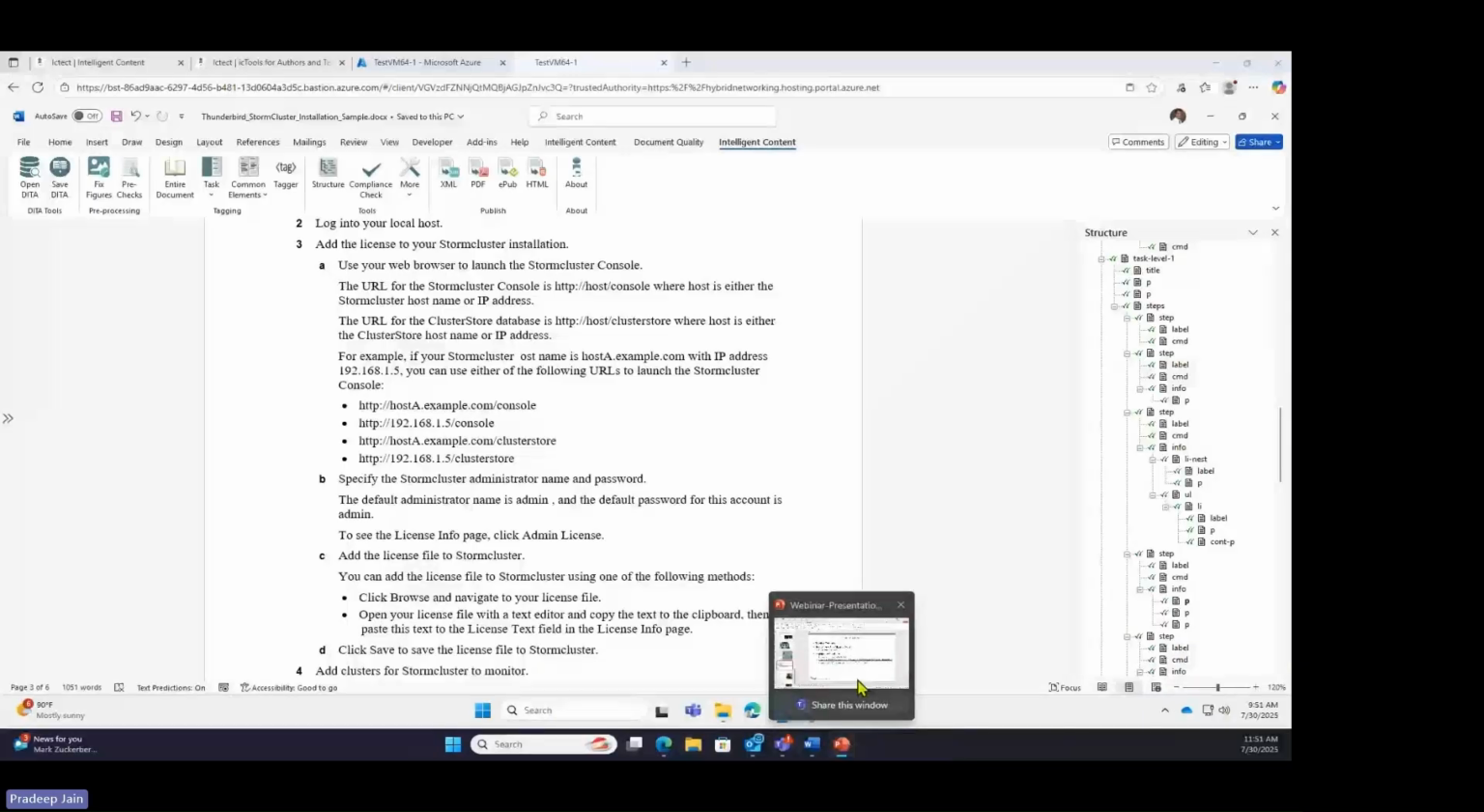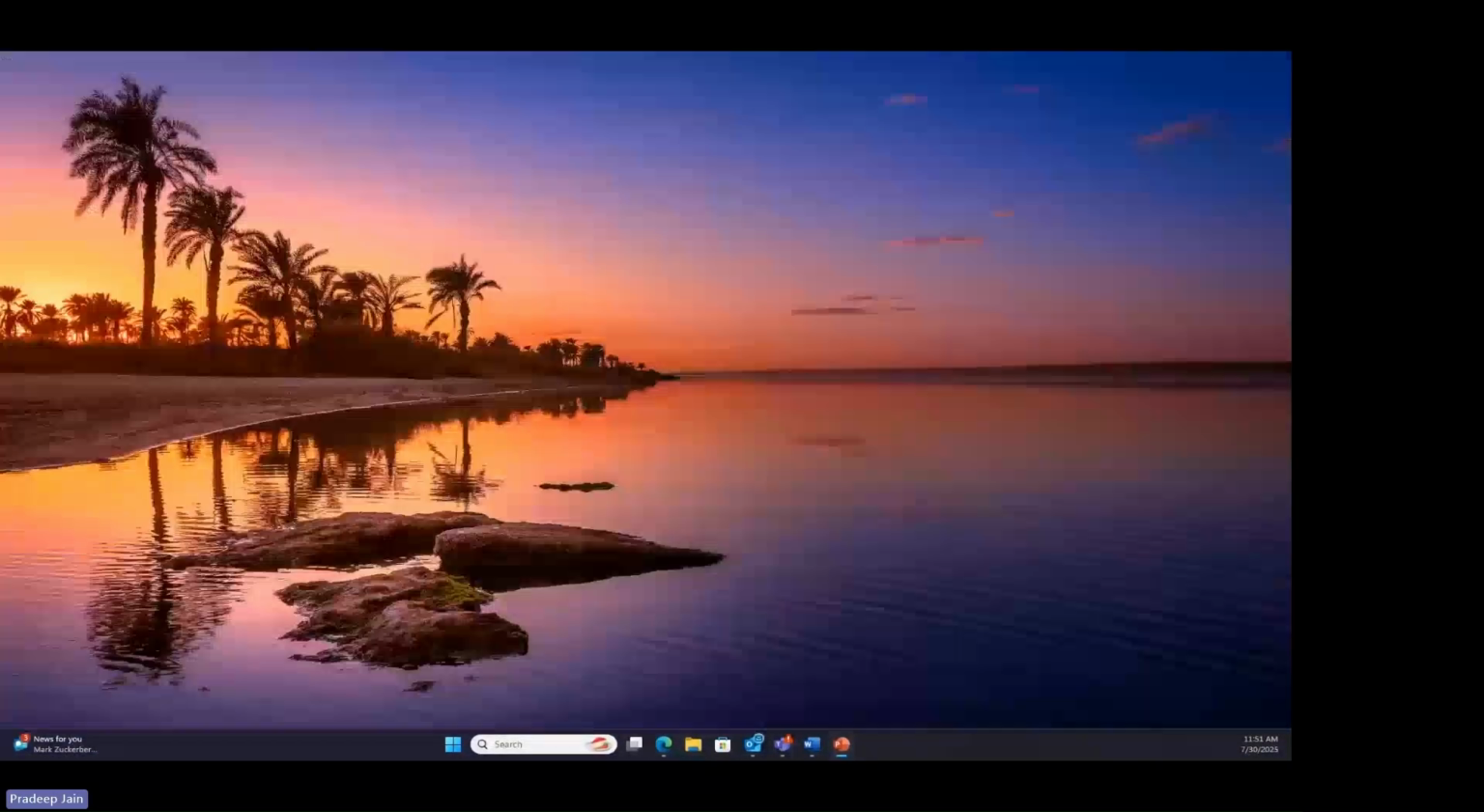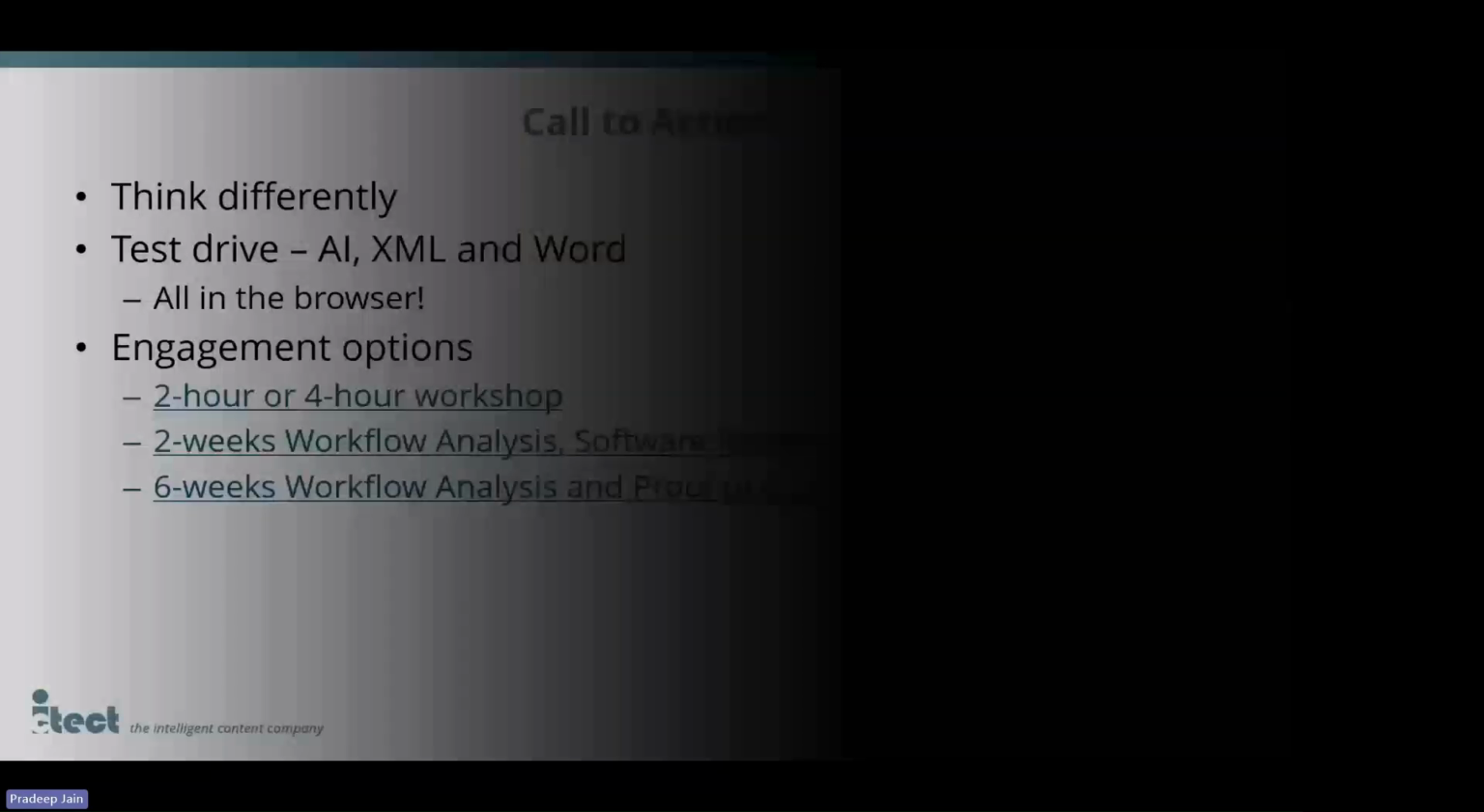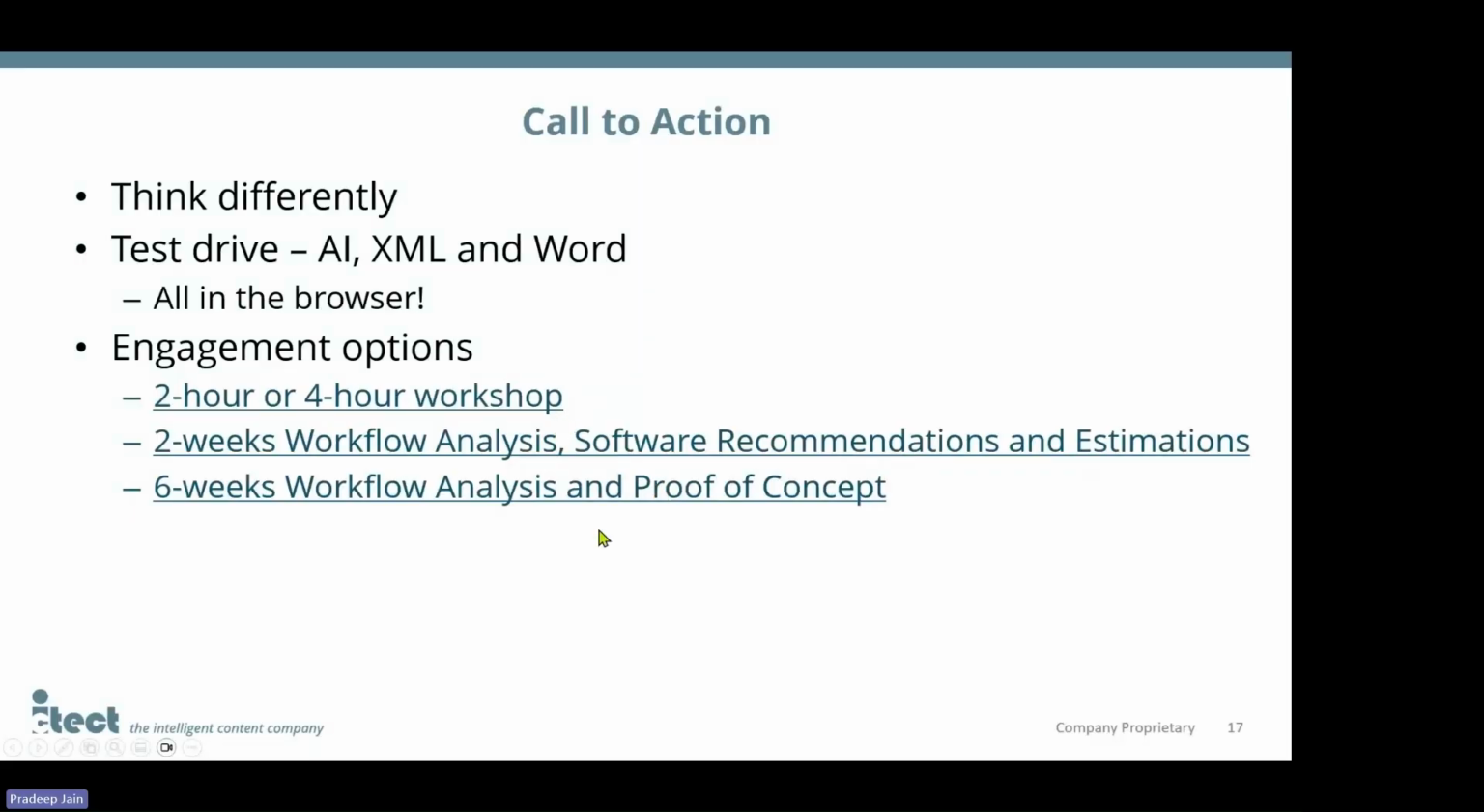Some of the other possibilities from a next step standpoint. These links we will also share with you. So we have some prepackaged engagement options. You can sign up for a 2-hour or a 4-hour workshop that will take your documents or software. We will show you in a web meeting what the possibilities are. You can have your entire team in the web meeting. We offer a 2-week workflow analysis, software recommendation, and estimations engagement. And then we offer a proof of concept within about a 6-week time frame. And of course, in addition to this, we are open to all other options that might be appropriate for you.